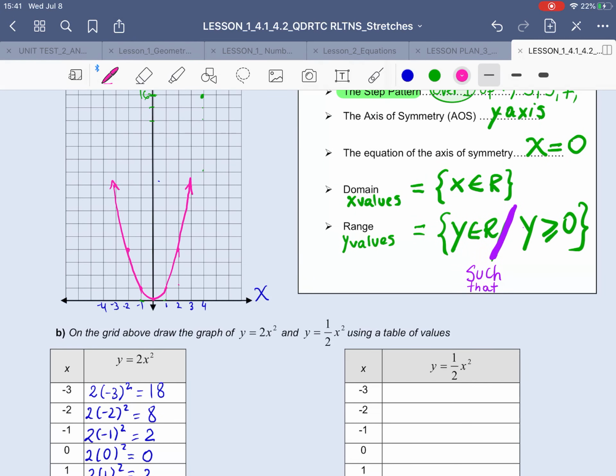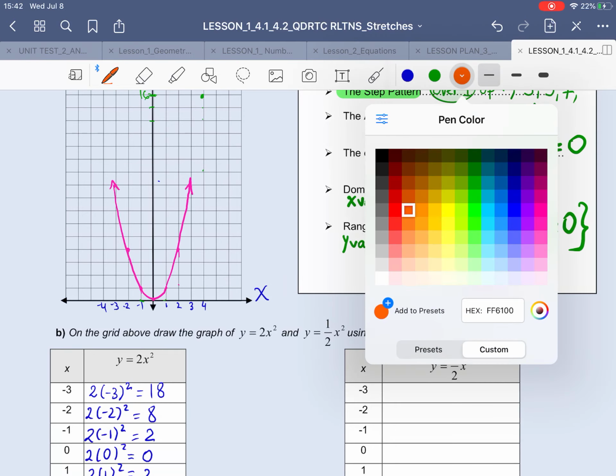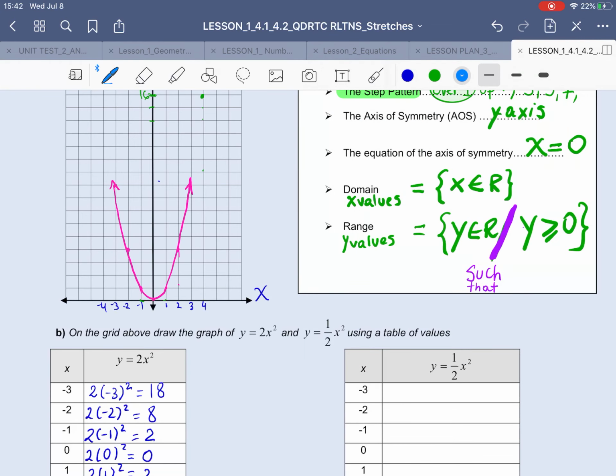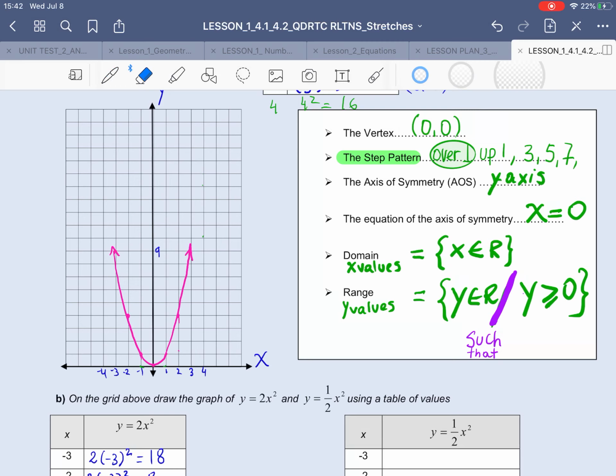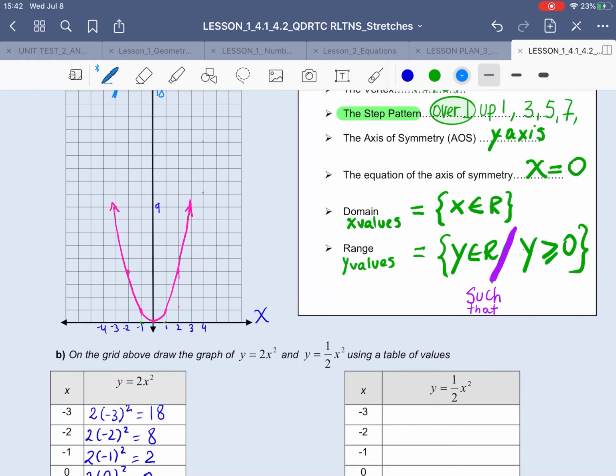What color do I want it to be? Let's check and see what we got in here. You know what? I'm going to make it orange. Okay, so when x equals -3, y is 18. And remember that right here we are at 9. So 18 means that we have to go 9 higher. So 10, 11, 12, 13, 14, 15, 16, 17, 18. 18 is right here. So when x equals -3, y is 18.